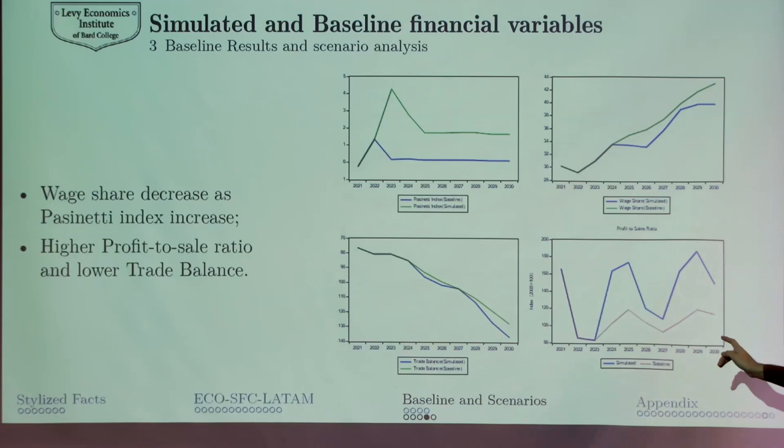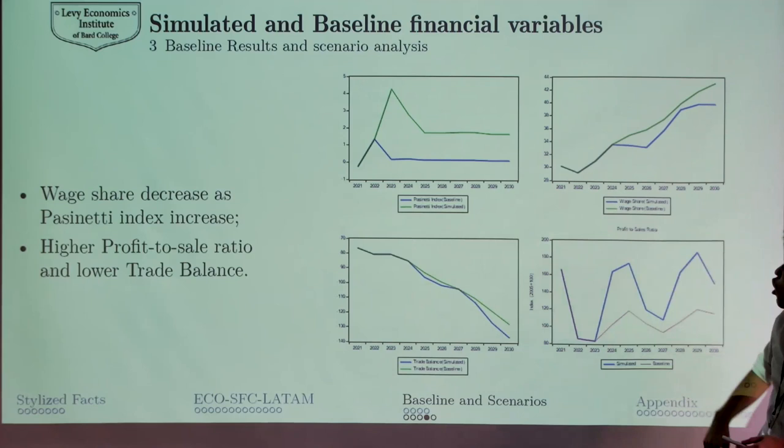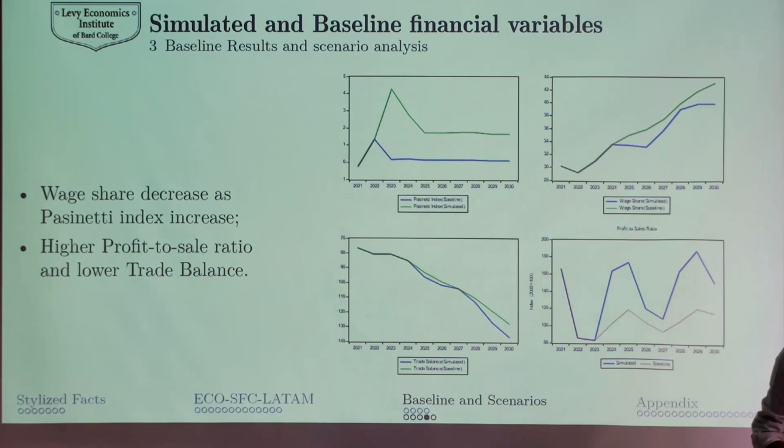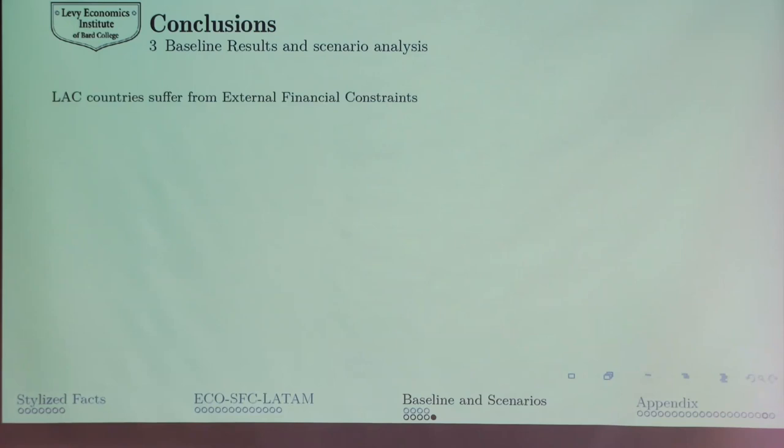Yeah, and so you also get a higher Pasinetti index, lower wage share. Interesting result. Lower trade balance, although a higher profit share, which in a way helps to boost the GDP growth slightly above the baseline scenario. So this model really displays some sort of profit-led mechanism, a la Blecker. These results are extreme, and perhaps could be edited. But yeah, this is some of our results from our preliminary simulation.